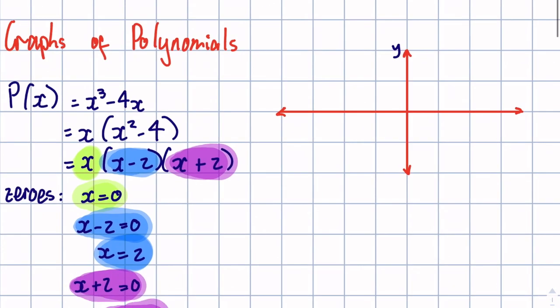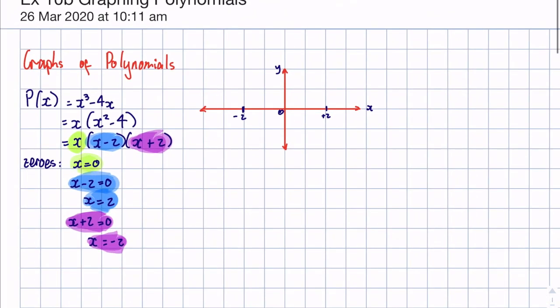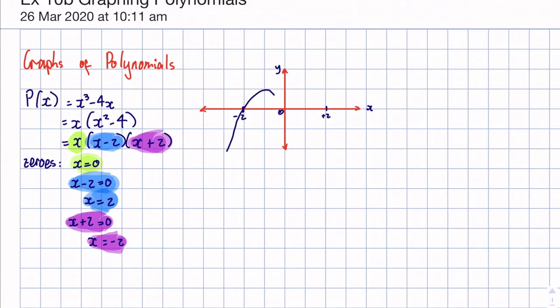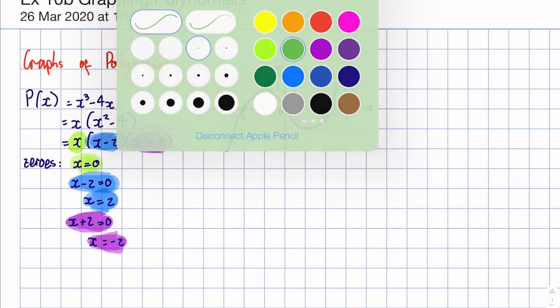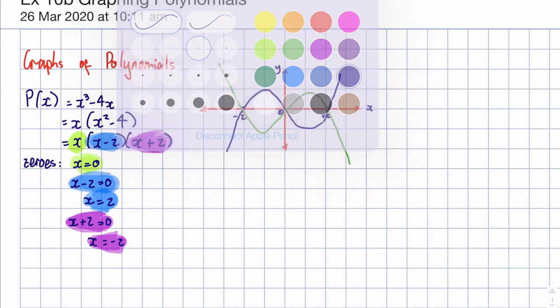So this is y. This is x. 0, negative 2, and positive 2. And then we've got to think to ourselves, well, it's got to go through all those points. Is it going to go doom, doom, doom? Or is it going to go doom, doom, doom? And you have to do the doom, doom noises when you do it, otherwise you fail.